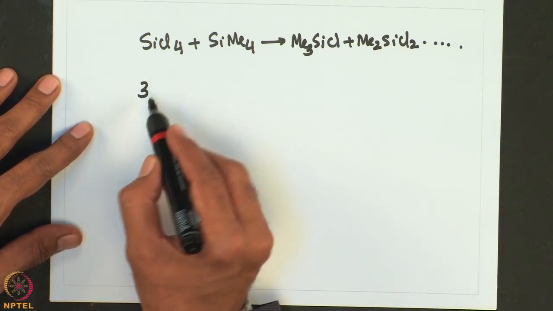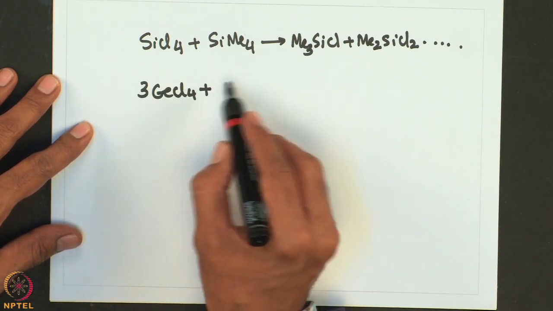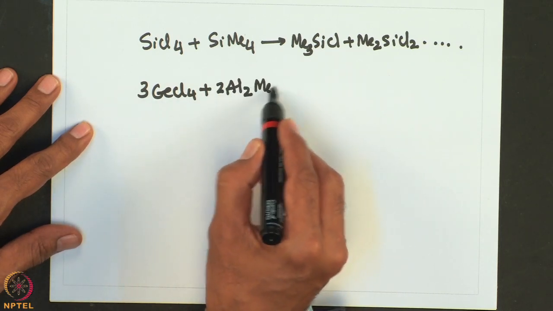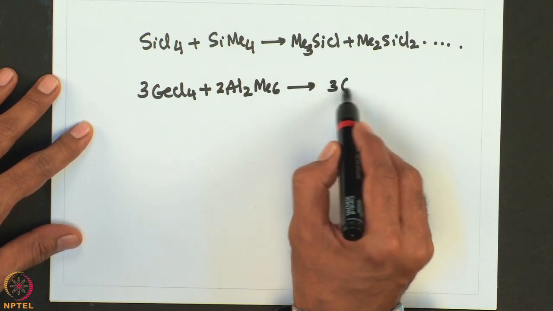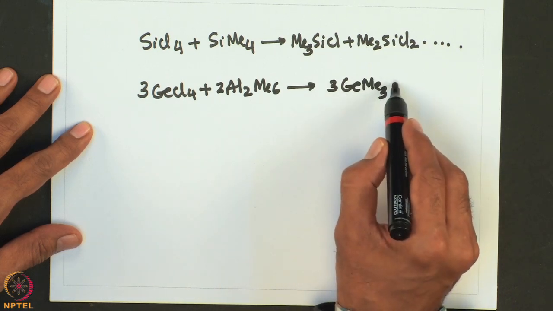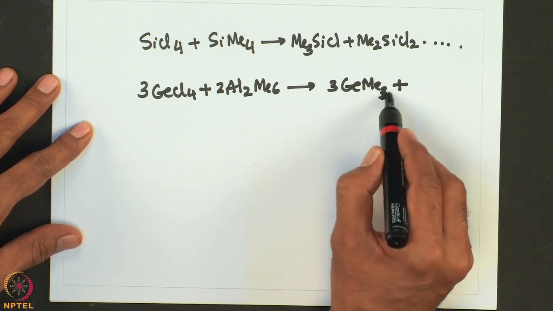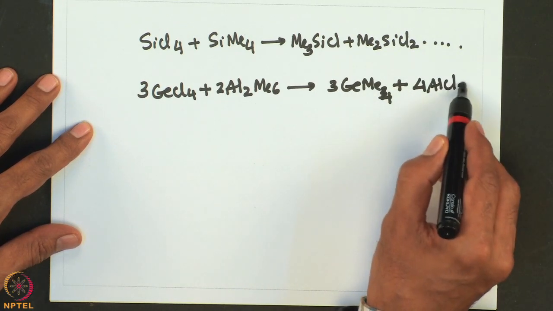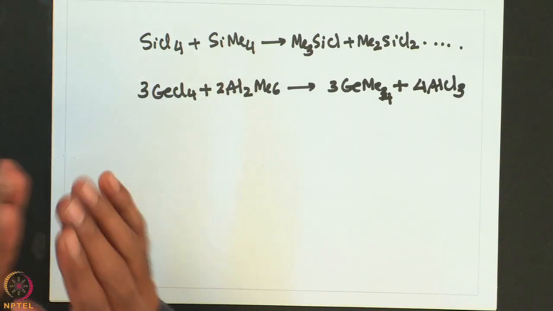Similarly, treatment of germanium tetrachloride with trimethyl aluminum gives trimethyl germanium plus tetramethyl germanium plus 4 AlCl3. Okay. So, aluminum is more electropositive than germanium.